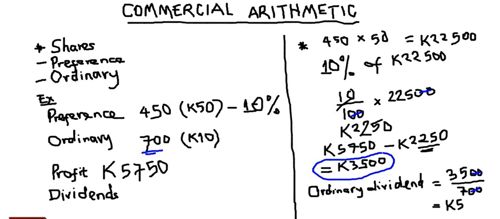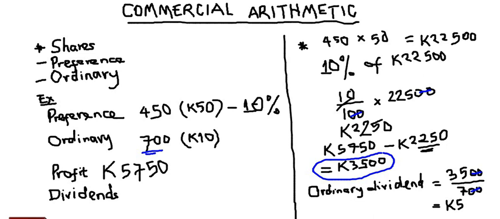So this means that of the 700 ordinary shares, if one had purchased 2 of those shares, they will get 5 kwacha plus 5 kwacha, which means they'll get 10 kwacha. If somebody had 100 of those 700 ordinary shares, they'll get 5 kwacha times 100, which is 500 kwacha. So this is normally how the dividends are paid out.